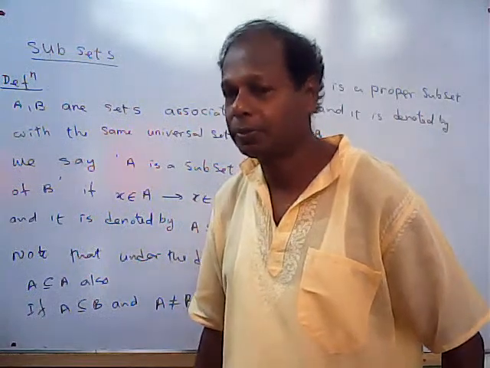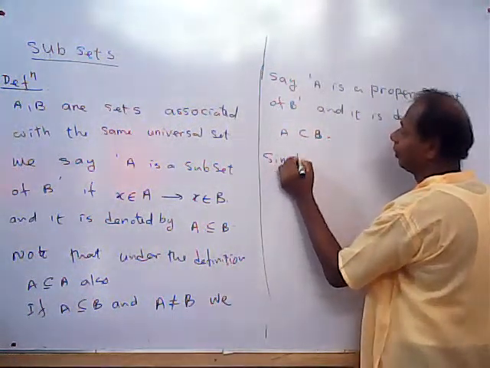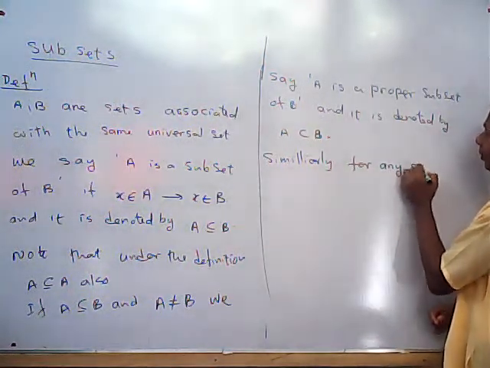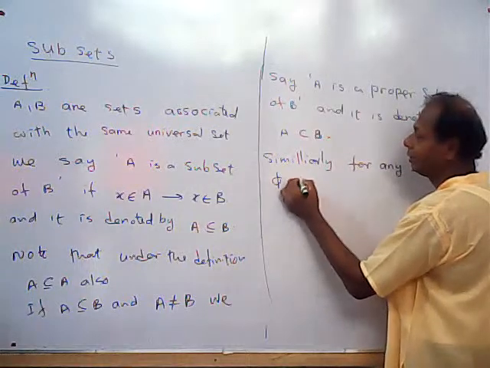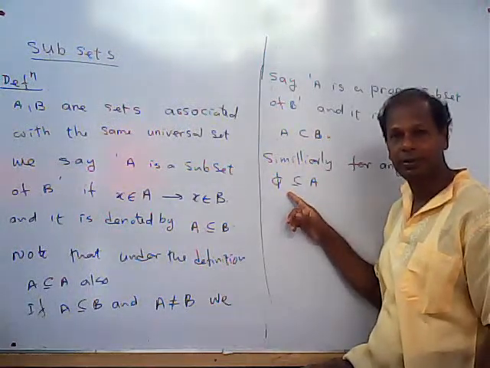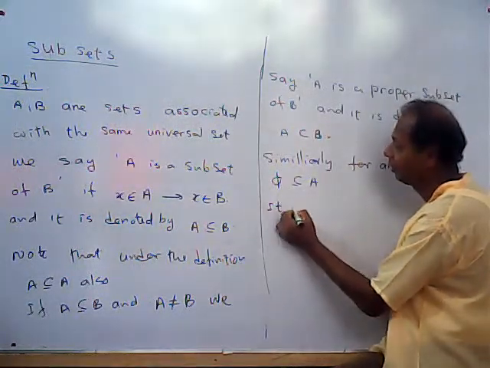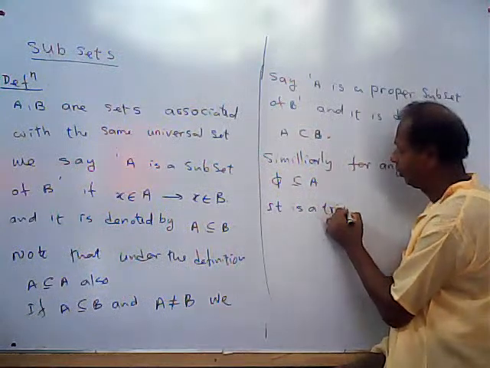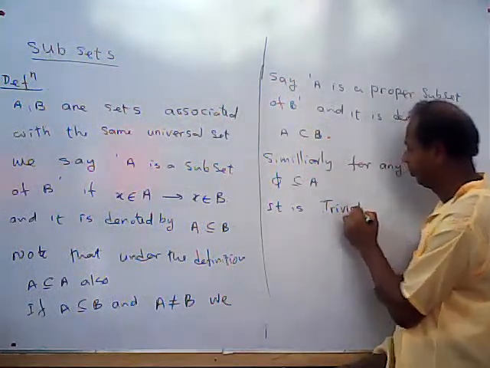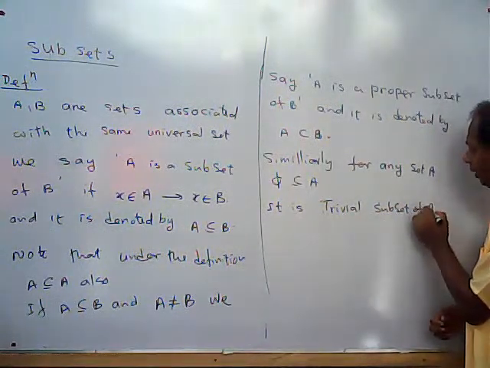I'll just write it without the proof. Similarly, for any set A, the null set is a subset of A, and you call it the trivial subset. It is a trivial subset of A, right?